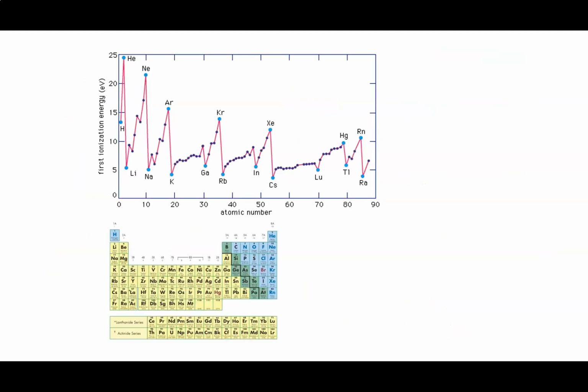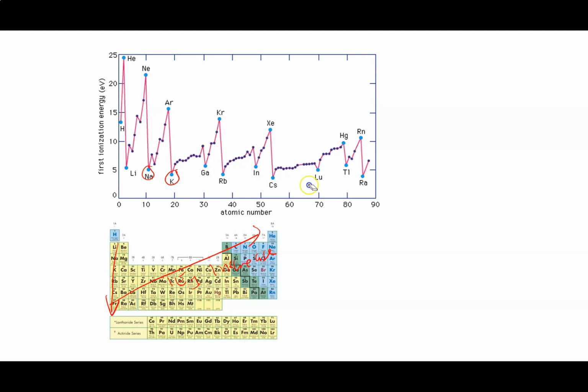So what we would expect is, as we go across a period, IE1 will increase, and as we go down a group, it will decrease. So let's have a look here. These are the group 1 elements. And what do we see? As we go down group 1, IE1 decreases.